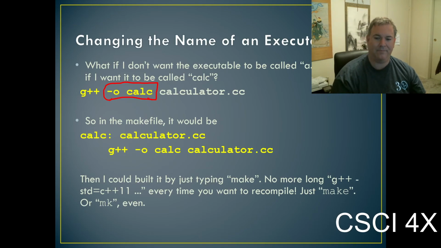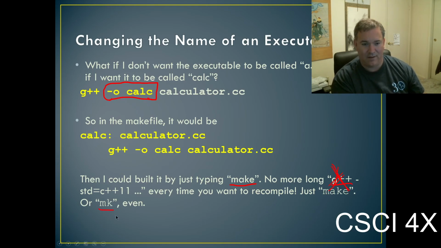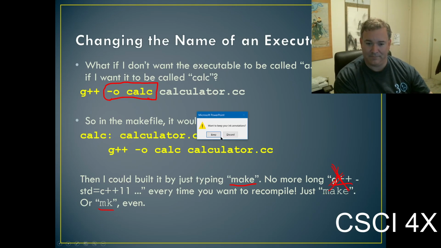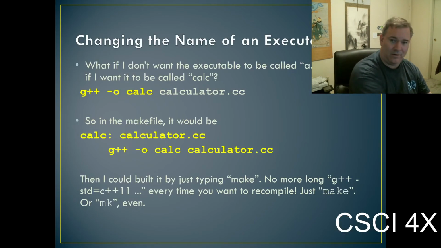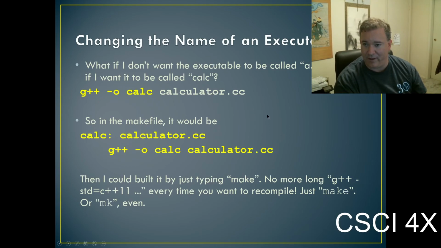So basically, for any real project, you're going to build it using Make. You're not going to be using G++ anymore. Cross that out. Or you can just use Make, which is my alias that I've set up. You can use G++ or compile for single file projects, but for big projects, just type Make.